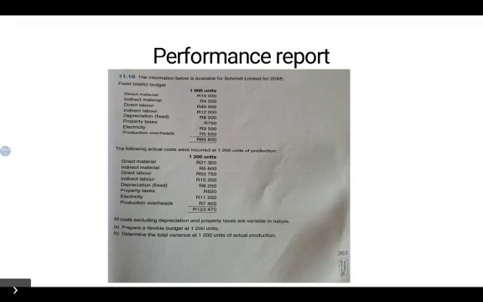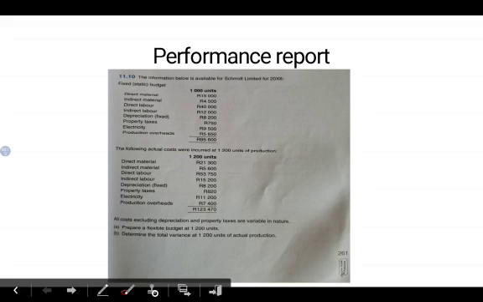Hey everyone, as I said in the previous video, the next video I will bring to you is the one where we'll do the performance report. As we can see there, that's what we're going to do. I've used this exercise 11.10. You'll find this exercise in the second version of your prescribed textbook, but you won't need to bother, because you've got the exercise in front of you.